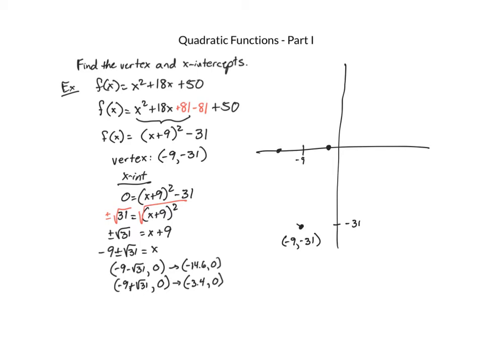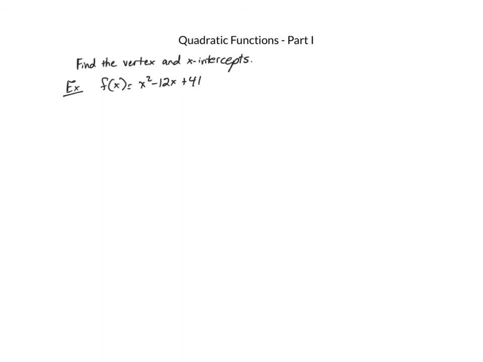And I could draw my parabola through those points. And I would label them with the exact values. Negative 9 minus the square root of 31, and this one is negative 9 plus the square root of 31. Our next example will be f of x equals x squared minus 12x plus 41. Why don't you pause this video and see if you can put this one in vertex form?